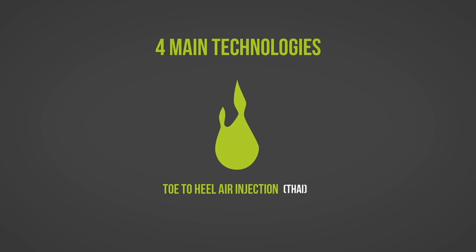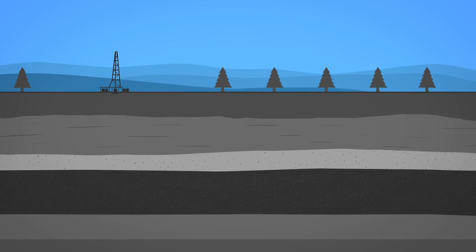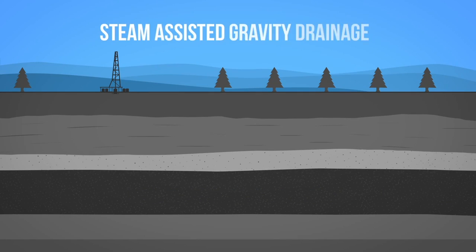Toe-to-heel air injection, or THAI, involves igniting air in a vertical well to melt and recover bitumen. And VAPEX uses solvents to reduce the viscosity of bitumen for recovery. In situ production is required for approximately 80% of the bitumen found in the oil sands, and the most commonly used technology for this production is SAGD.